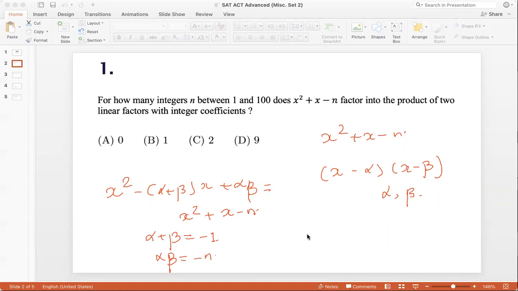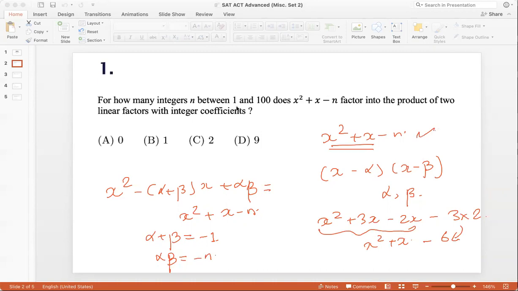So for example, if I say x squared plus 3x minus 2x minus 3 into 2, right? Because then this part will become x squared plus x, and this part will become -6. And x squared plus x is what we want. So if we have consecutive numbers, then we can see this situation being satisfied. And we have to go from 1 to 100.